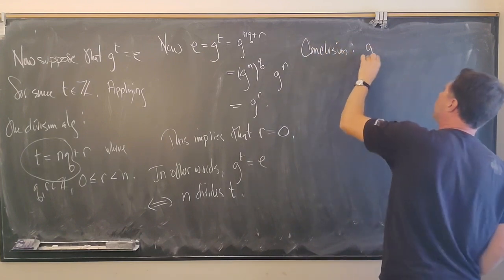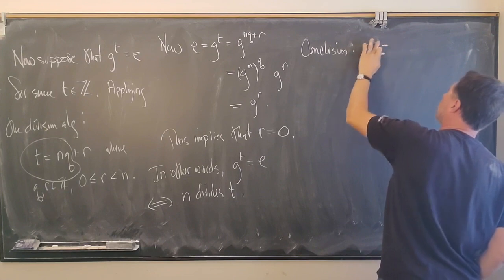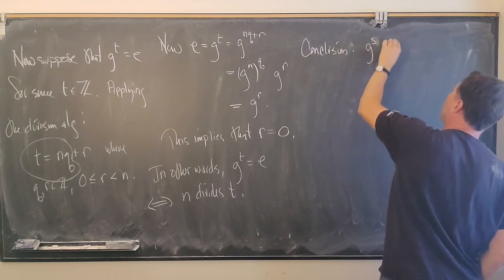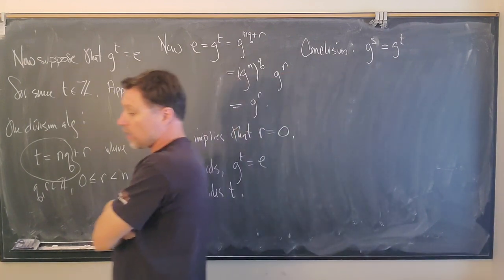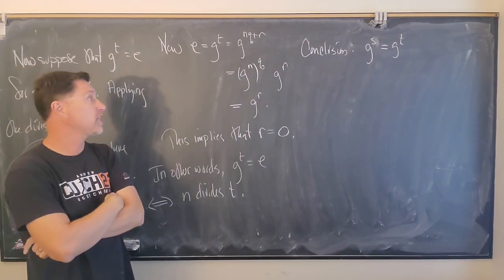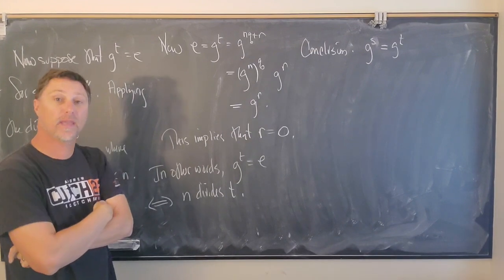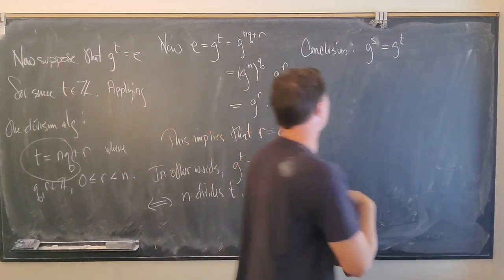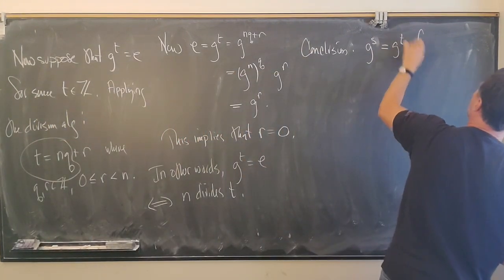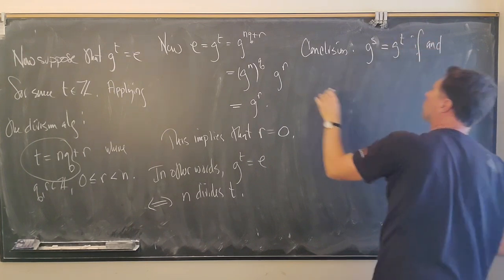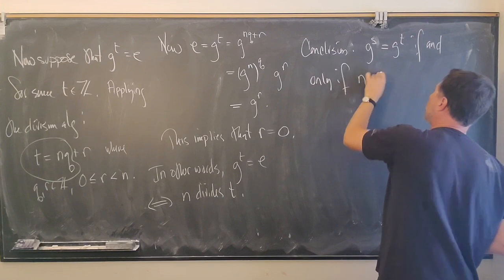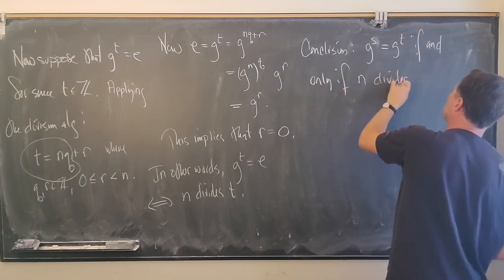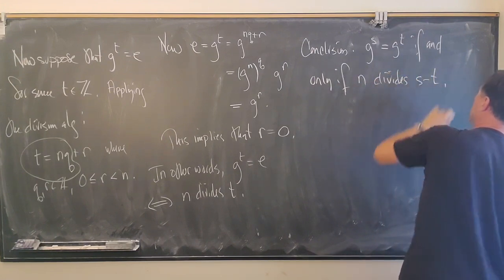What would happen, or when can this happen? We have a couple of elements, g to the s and g to the t. If they give us equal elements within our cyclic group G, this will occur if and only if n divides the difference s minus t.